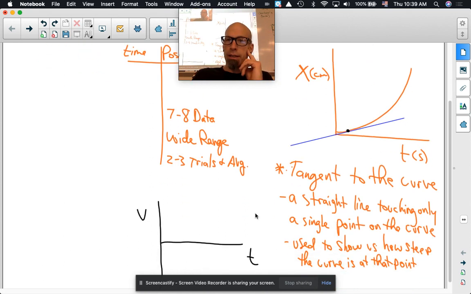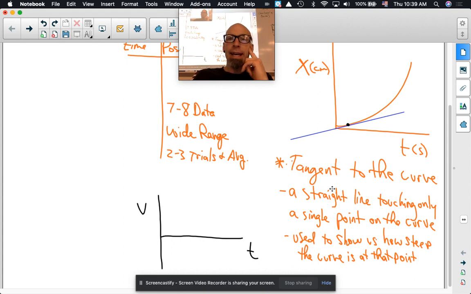Then we talked about this. There is this thing called a tangent to the curve, and you should write this down. This is notes. So, a tangent to the curve. What exactly is it? Well, let me try to explain. It is a straight line that touches only a single point on the curve. What's the purpose? It is used to show us how steep the curve is at that point.